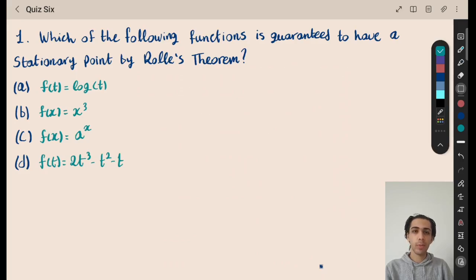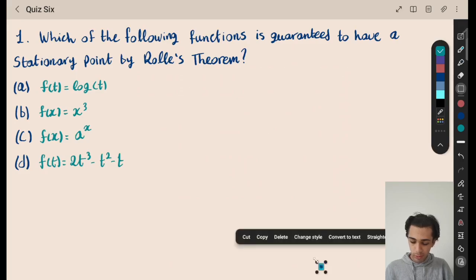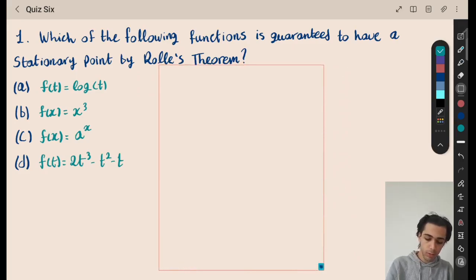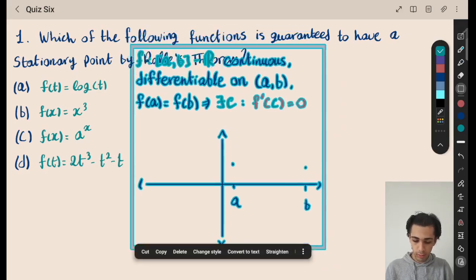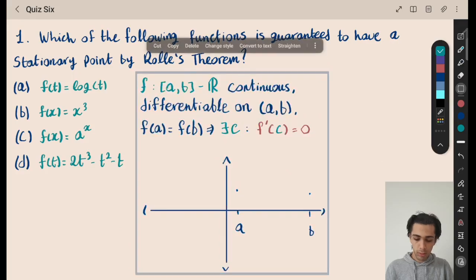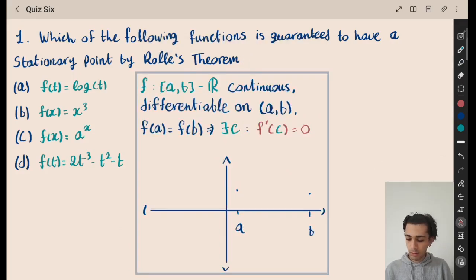So it's like you have to specify certain criteria for certain things to happen. So if this and this and this are satisfied, then you will get that, that, and that. So let's recall together what Rolle's theorem was all about. So this is the statement of Rolle's theorem.